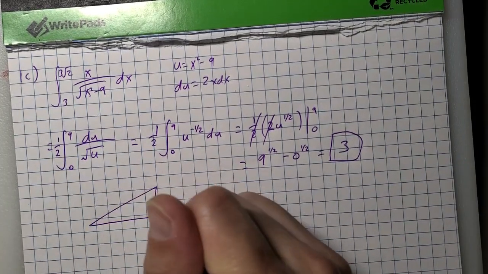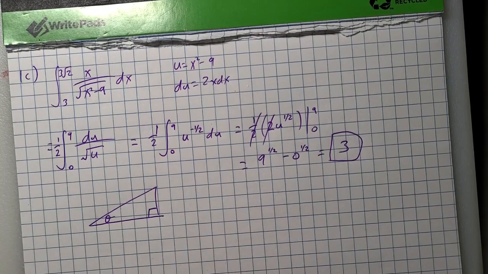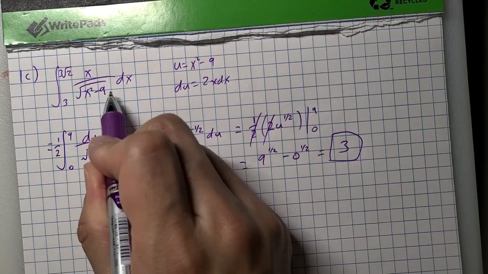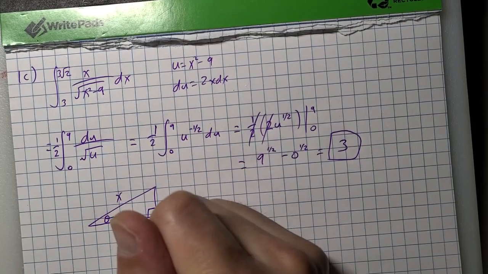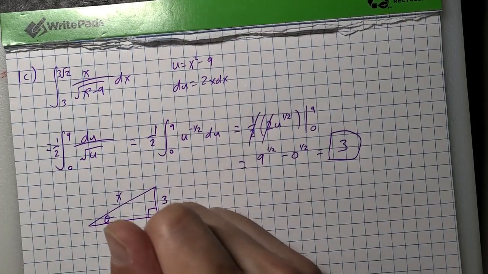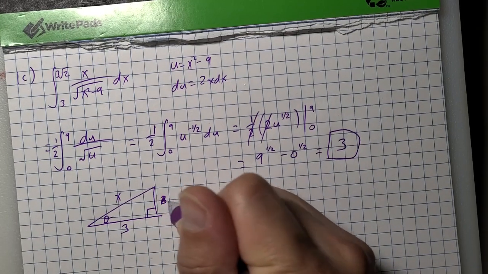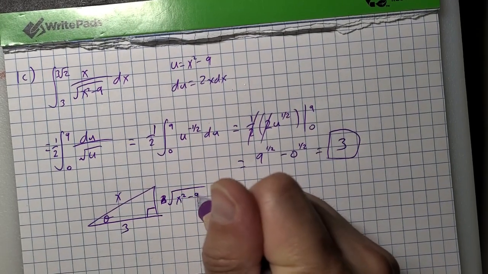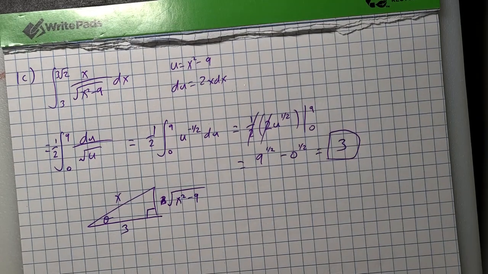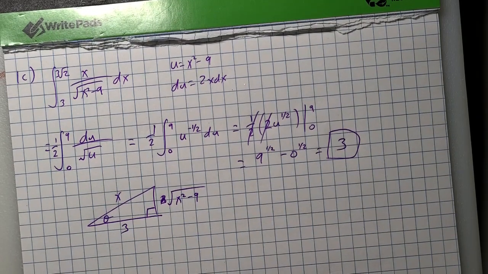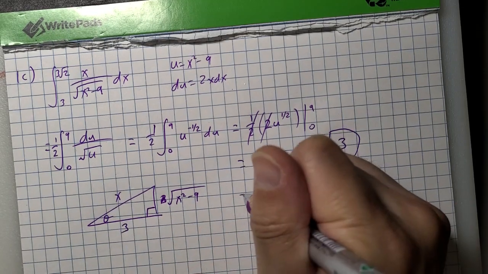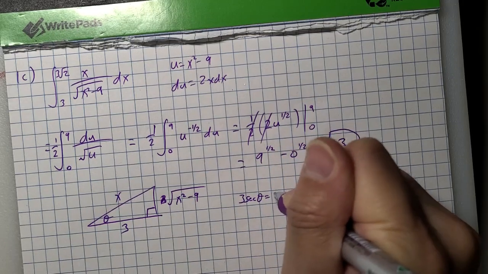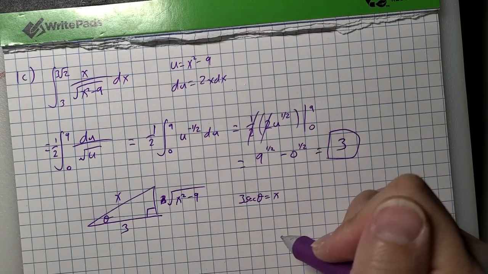We would set up a triangle, well, at least how I would do it. We have a something squared minus something squared, so we know that x is the hypotenuse. 3 is one of the sides. We could put it either way. Let's do it like that. And square root of x squared minus 9 would be the other side. Okay? We know that secant theta is x over 3, so 3 secant theta is equal to x. That would be your substitution.